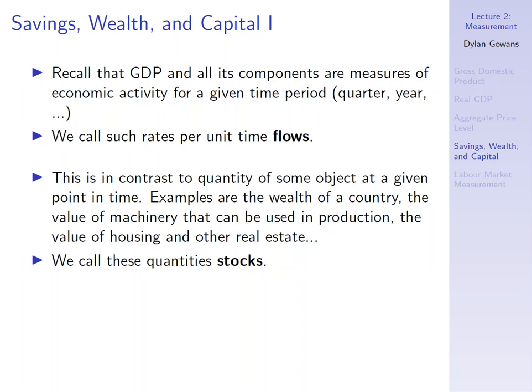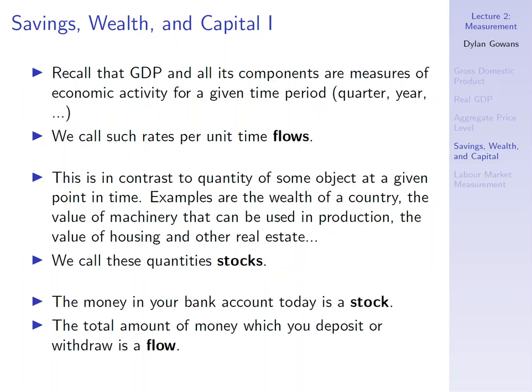And so the same is true of income and wealth, or savings and wealth. Every time I save, that's a flow. It's a flow of income into, say, my bank account. And the stock is the amount of wealth, or say the amount of money, that is in my bank account. So that's the example I have here. The money in your bank account today is a stock. The total amount of money which you deposit or withdraw is a flow. So one is expressed as a change over time, and the other is an amount at a given time.